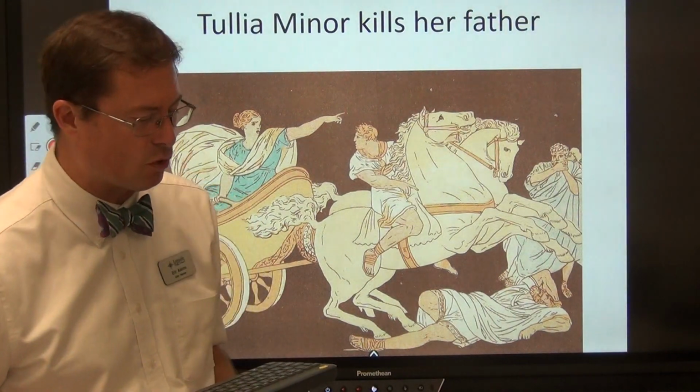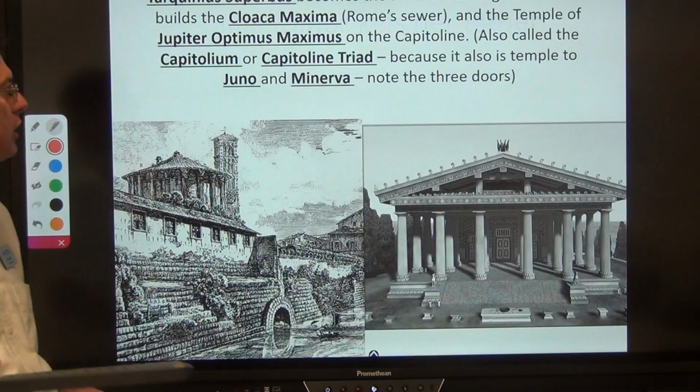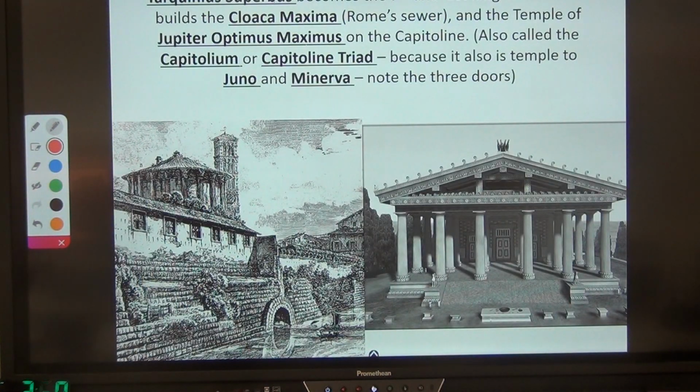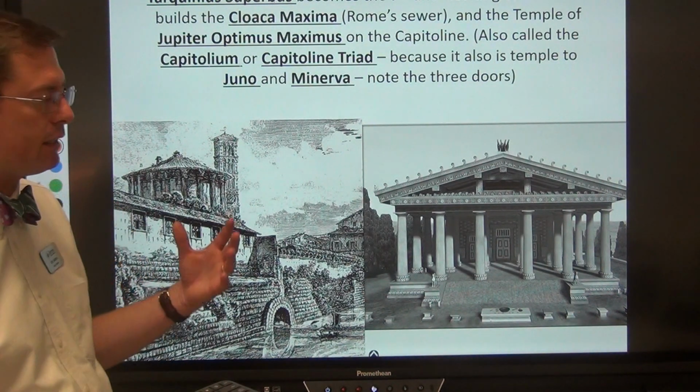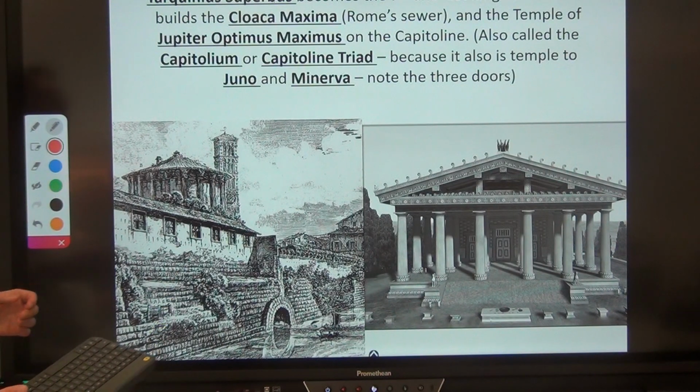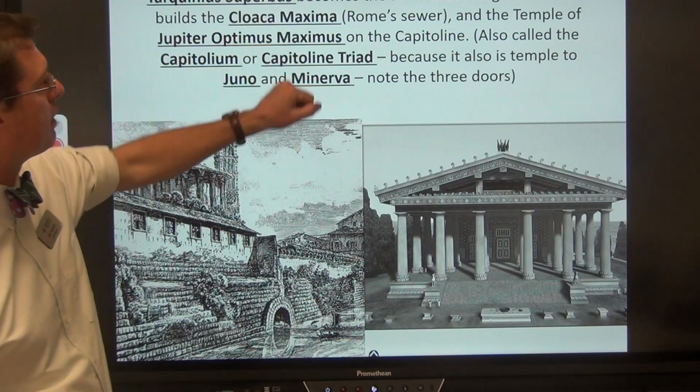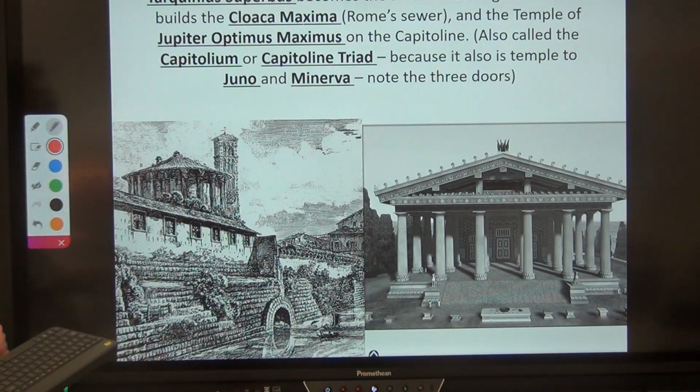He takes as his regnal name, his king name, Tarquinius Superbus, and he will do a whole bunch. 1, he will drain the Forum of Rome, and thus indeed create the Forum by using the sewer known as the Cloaca Maxima. He also, on top of the Capitoline Hill, is going to build the Temple of Jupiter Optimus Maximus, sometimes called the Capitoline Triad.